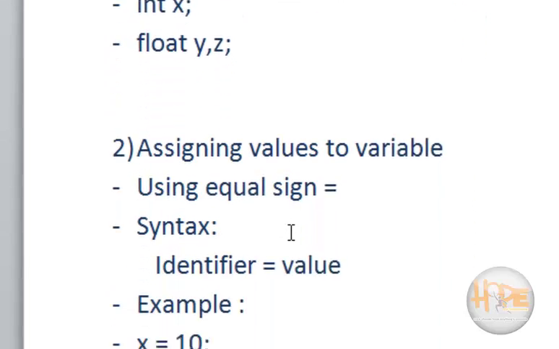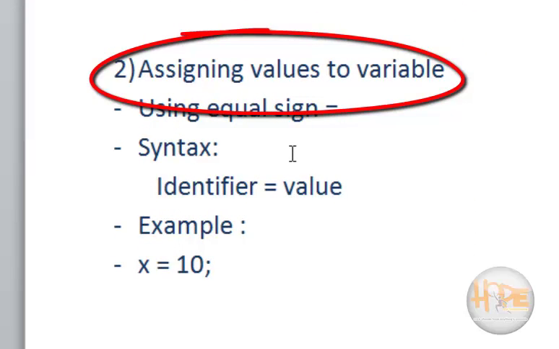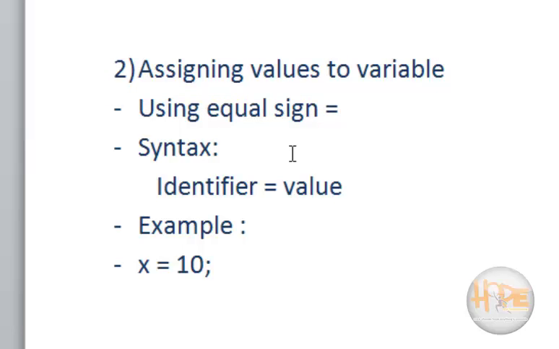Next, assigning values to variable. Assigning a variable means assigning values to the declared variable using equal sign. This is the syntax for assigning variable. Identifier is equal to value. Here, identifier means variable which is already declared. This is the example of assigning values to variable. Here, value 10 is assigned to variable.